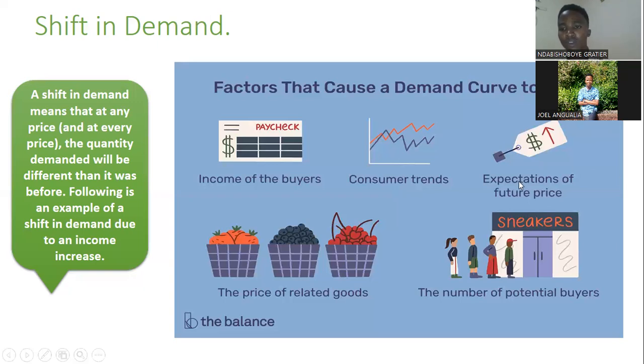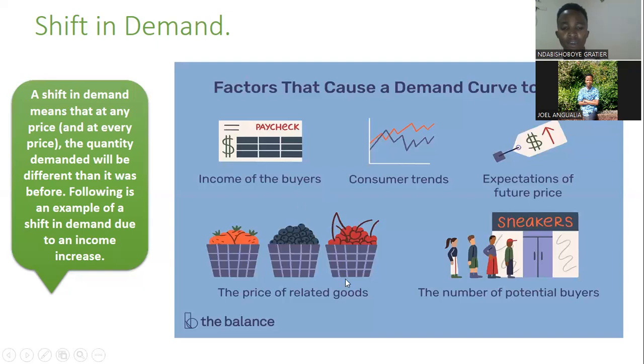Expectation of future price. Where consumers expect a future decrease in the price, they will decrease their demand now, waiting for the price to fall and then demand more. But if they expect the price to rise, they will demand more goods currently so that they are not affected by the increase in the price in the future.